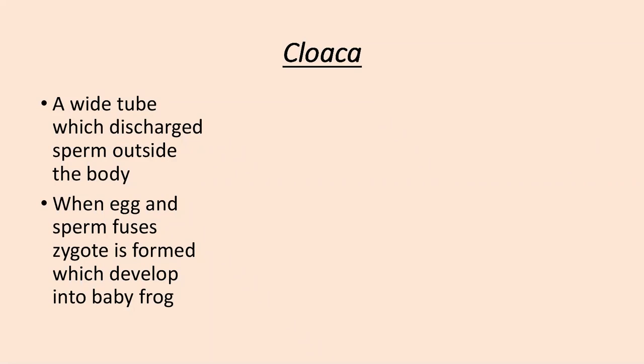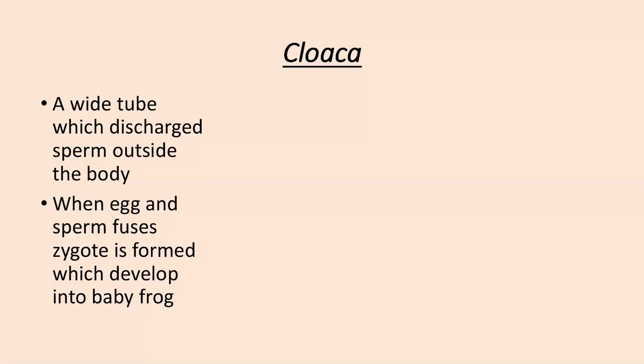These sperms are motile, they can move, they have a tail, and they can swim in the water. When they are discharged in the water, eggs are already present because it is the breeding season, the rainy season. Females are laying eggs, and these eggs are covered by a jelly-like structure. And when egg and sperm fuse, a new cell is formed which is called the zygote.